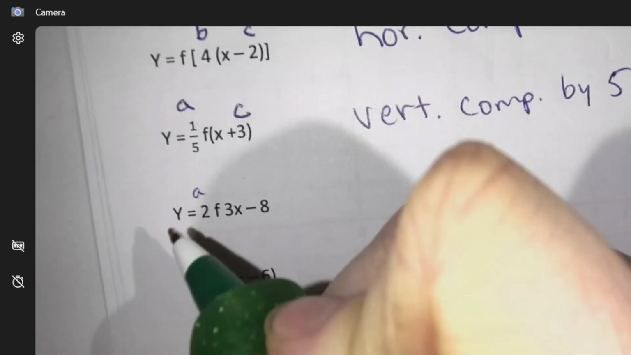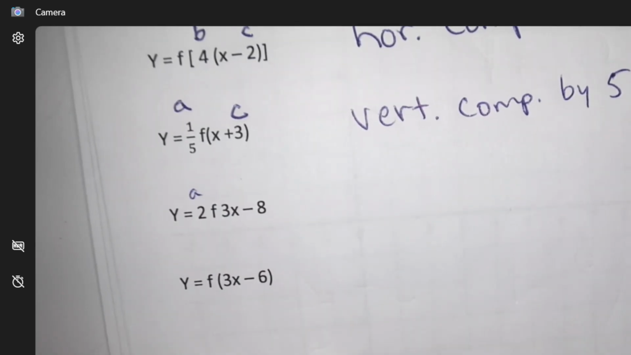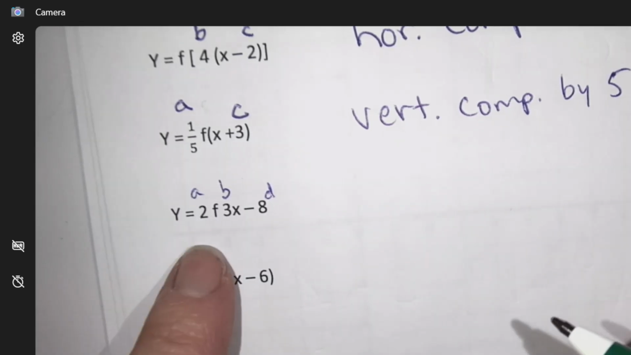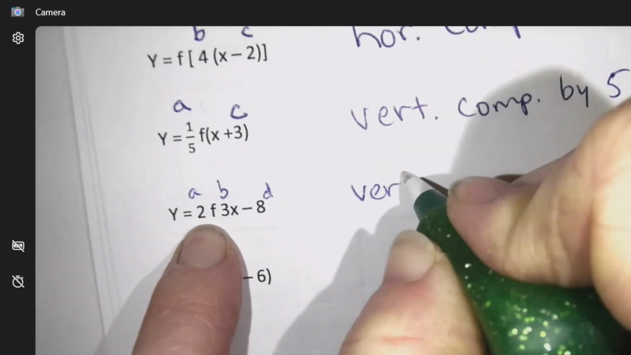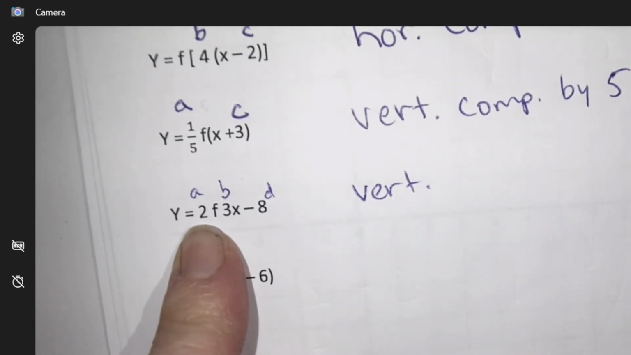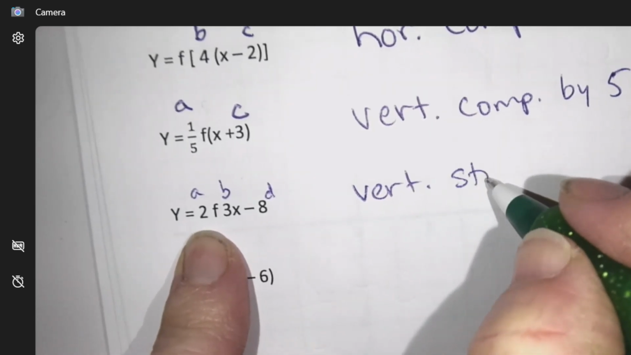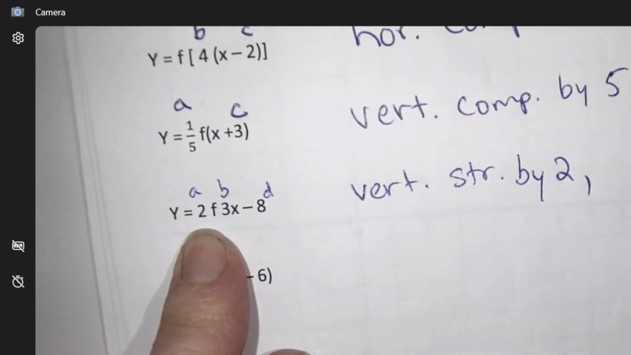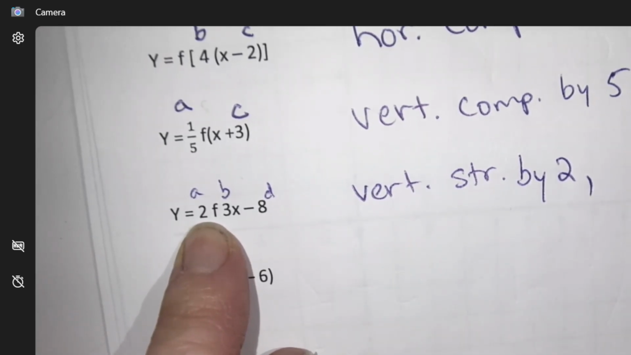All right, this is an A. This is a B. And what is that, a C or a D? It's a D. Why is it a D? Because it's outside of any brackets. It's not in a bracket. Okay, so the 2, that's an A. So we're going to write vertical. What happens when you multiply vertical by 2? It's going to be stretched. Vertical stretch by 2.